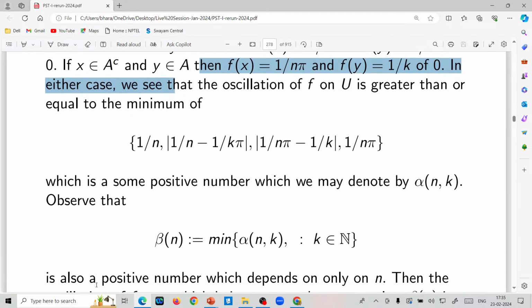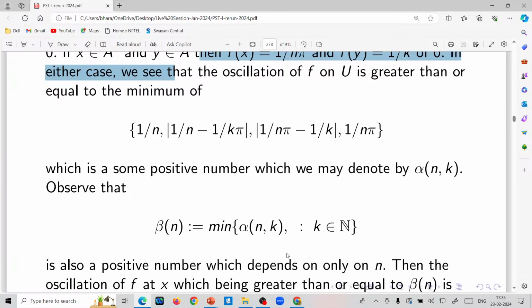Okay, that is also a positive number which depends only on n, because this entire set is bounded. If you take away 0, it will be bounded away from 0. If you keep k increasing, this k pi will become smaller and smaller, so this will be approaching 1 by n. Not 0. So this will be a bounded number away from 0.